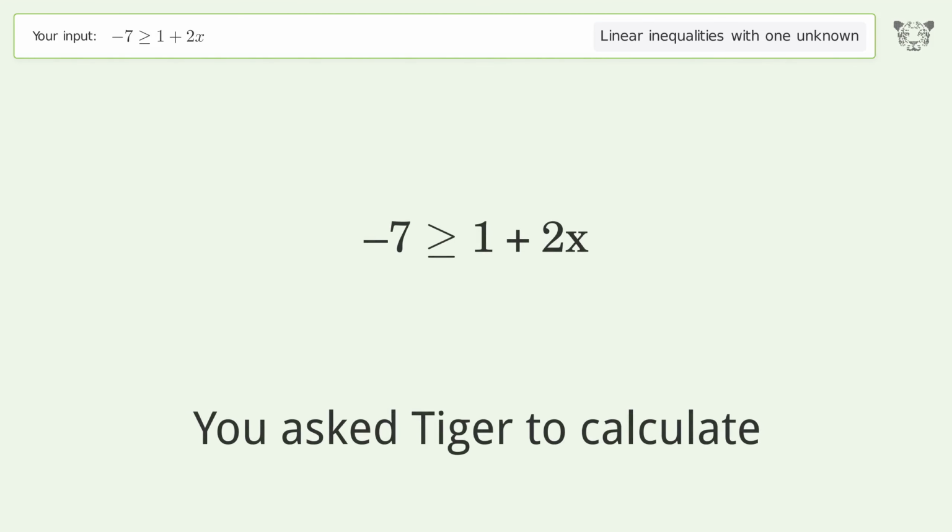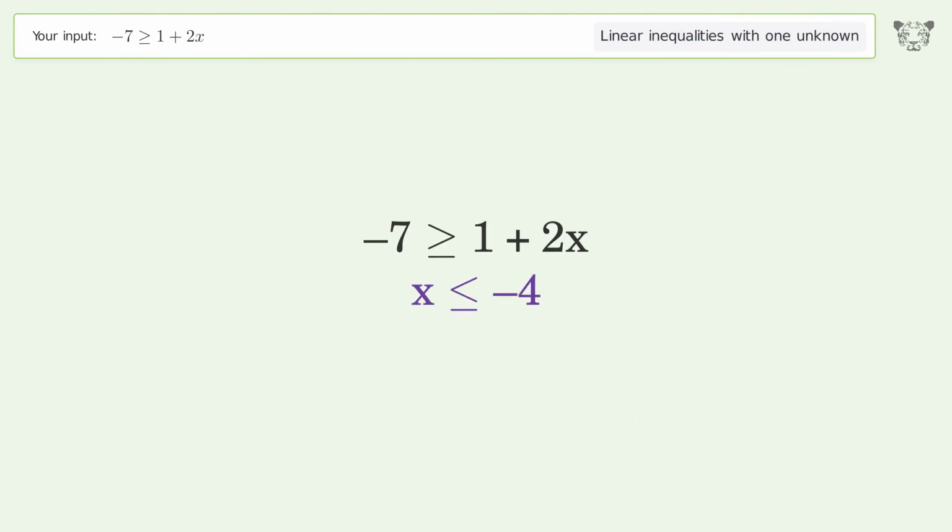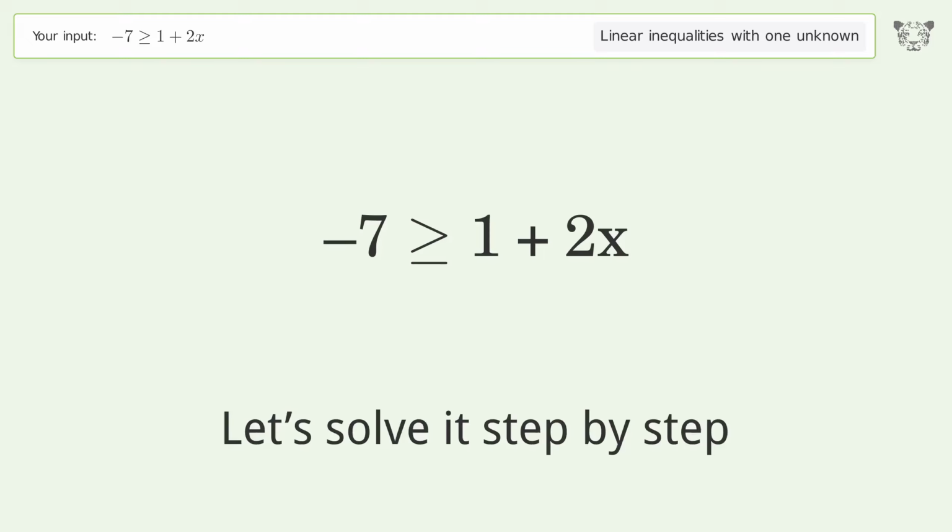You asked Tiger to calculate. This deals with linear inequalities with one unknown. The final result is x equal or smaller than -4. Let's solve it step by step.